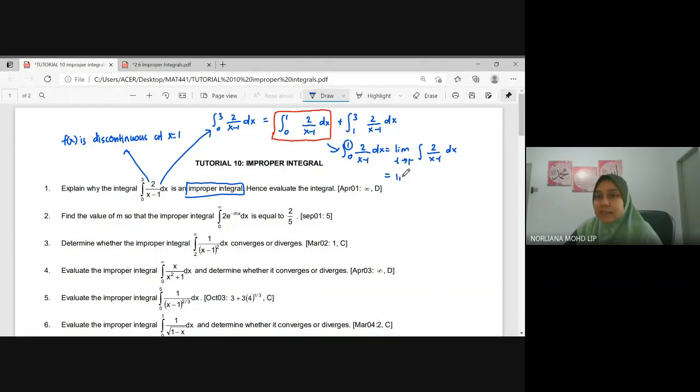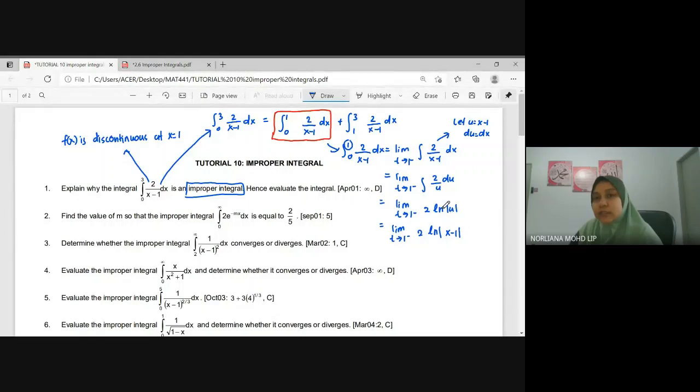Then, ni lah. Integrate ni. Ni boleh gunakan u substitution juga kan. Let u equal to x minus 1. So du equal to dx. So akan dapat 2 over u du. Akan dapat limit t approach 1 negative. Okay, 2 ln u. Sama dengan limit t approach 1 negative 2 ln x minus 1.